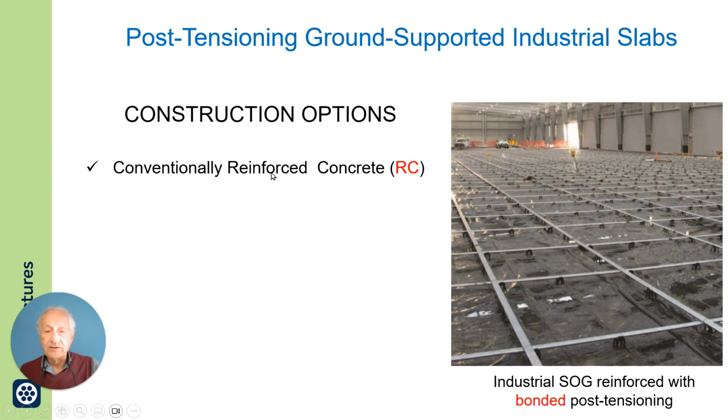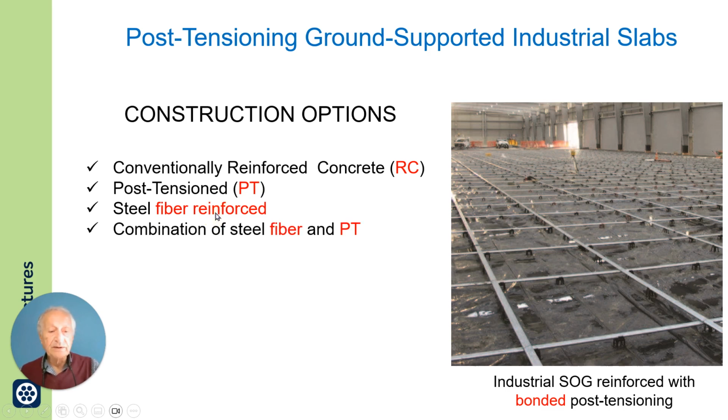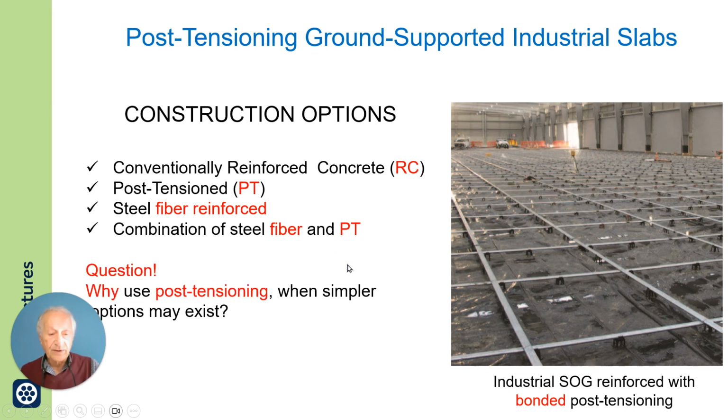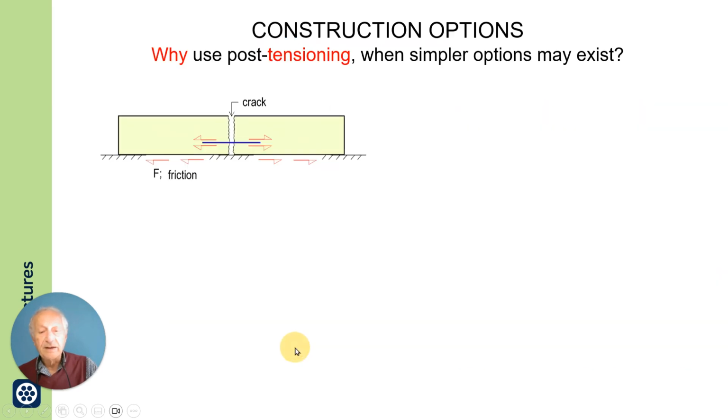Now, what are the construction options? The options are conventionally reinforced, post-tensioned, or slab with fiber reinforcement, or combination of fiber and post-tensioning. The question that I want to raise now is why post-tensioning? Why, when simpler options may exist.